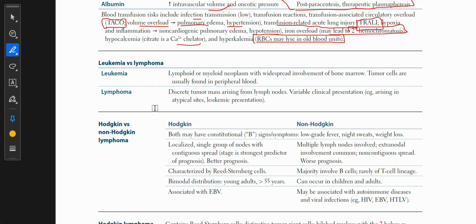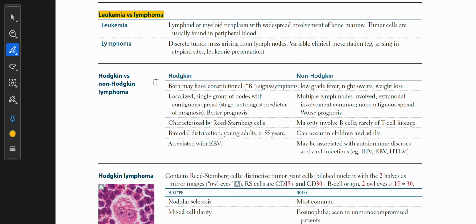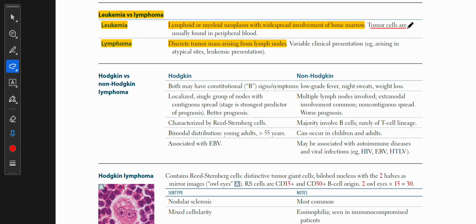Okay, thank you. Leukemia versus lymphoma. There is a difference between leukemia and lymphoma. What is the actual difference? Leukemia is a lymphoid or myeloid neoplasm with widespread involvement of bone marrow, whereas lymphoma is a discrete tumor mass arising from lymph nodes. These two terms are very often confused, right? Tumor cells are usually found in peripheral blood in the case of leukemia, and there is a variable clinical presentation in case of lymphoma.